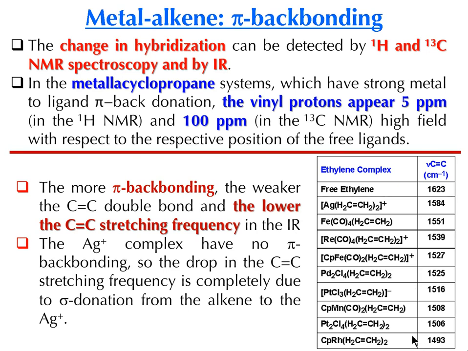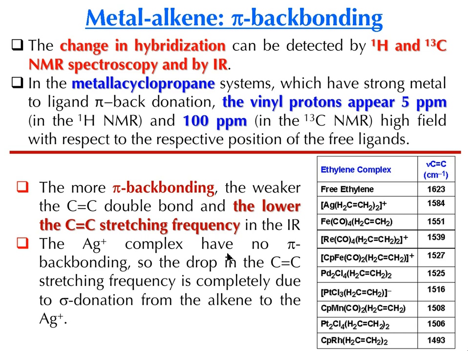So if we look at these complexes, for example, the free ethylene is at 1,623 cm-1. If we consider the platinum complex, which is rich in electron density, the pi back bonding from platinum to ethylene will be great and will decrease the bond order of ethylene. Therefore, we will observe the C=C stretching at lower frequency.